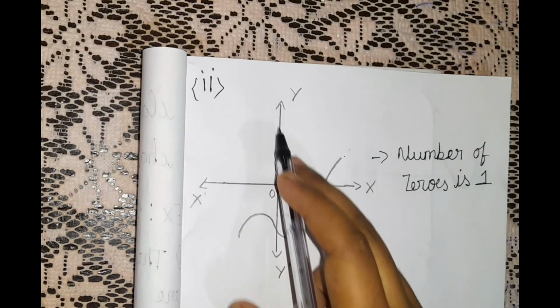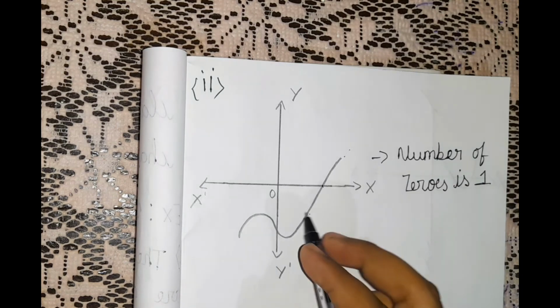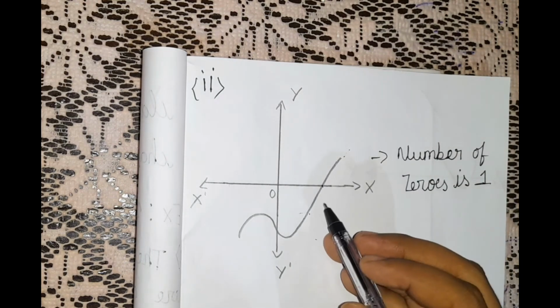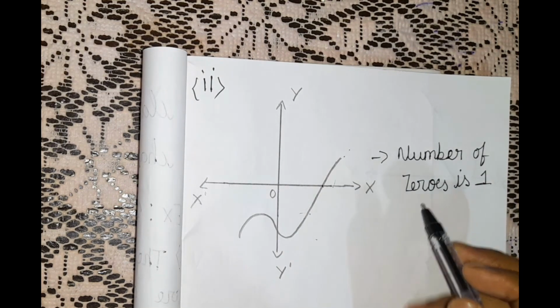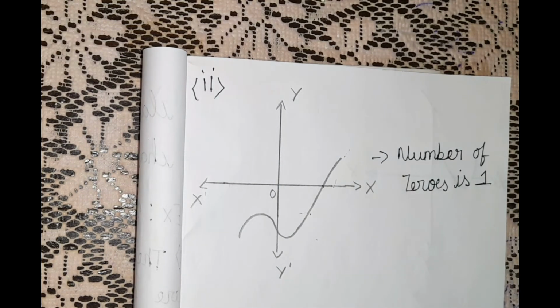That's because this is in the y-axis line, so we should not write y-axis line, we are supposed to write the x-axis, okay? So that's why I wrote whatever line it's intersecting in the x-axis. So here it is intersecting, so I wrote the number of zeros is 1.